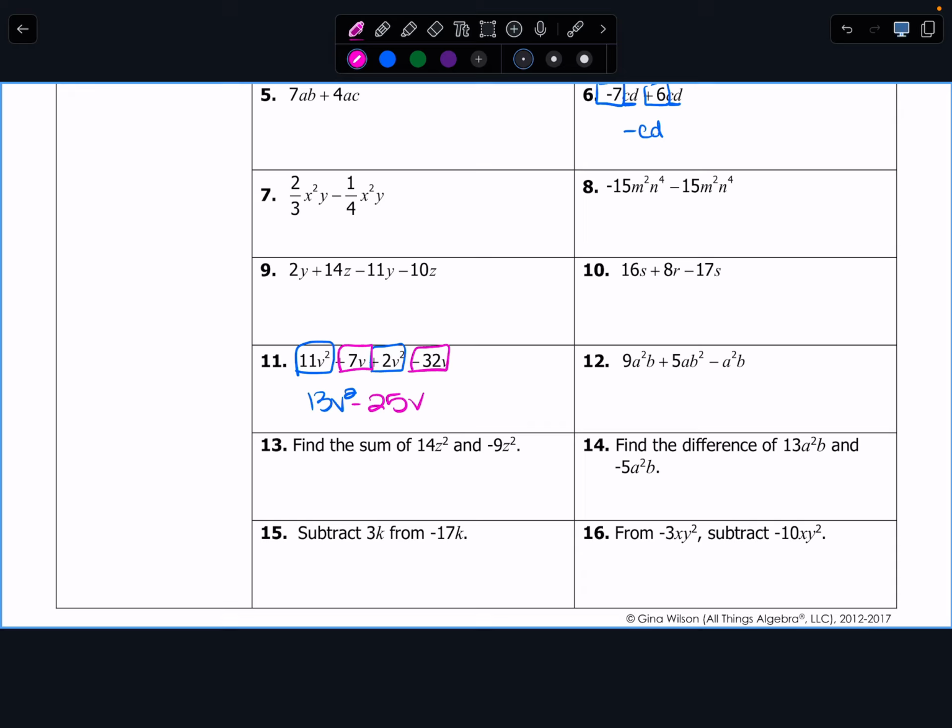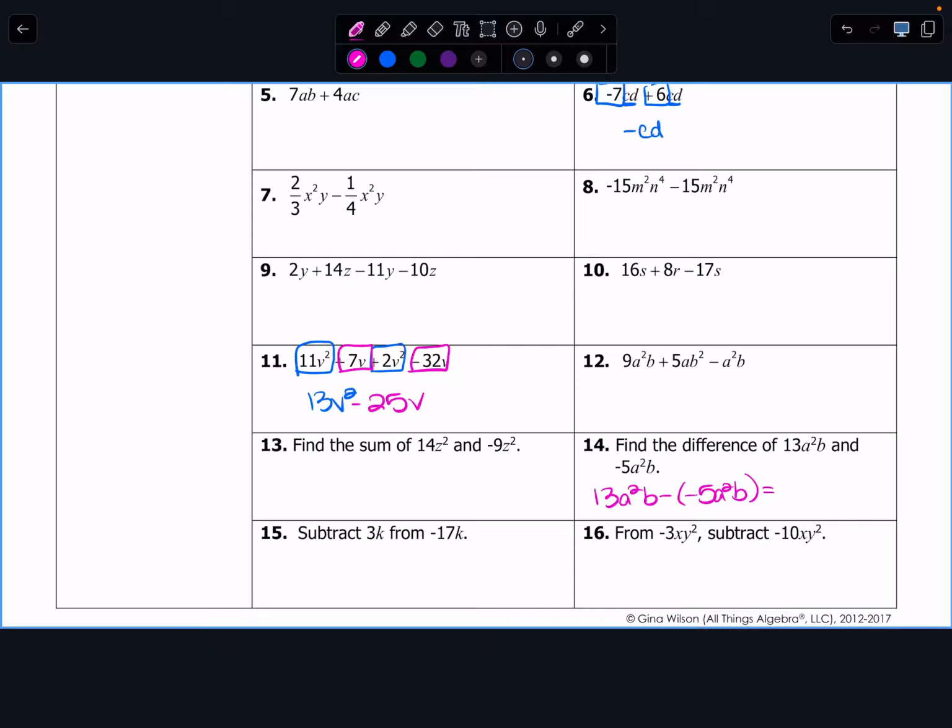Okay, so let's be clear. This is because this is weird. Find the difference of 13a squared b and negative 5a squared b. That means I'm taking 13a squared b minus a negative 5a squared b. That's what those words mean. It's all weird. I hate words like this, to be honest with you. They drive me crazy.